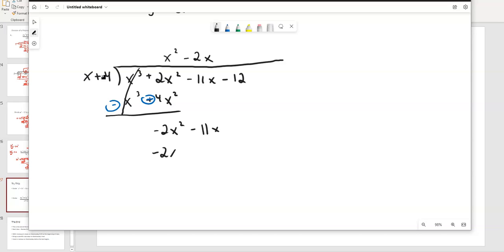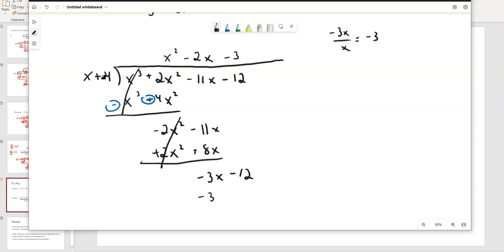So I get a negative 2x squared minus 8x. Change signs, change signs. Positive 8, negative 11 gives me negative 3x minus 12. When I do negative 3x over x, I get negative 3. So negative 3x minus 12, and I can see I'm subtracting something from itself, so I just get 0. So I end up with x squared minus 2x minus 3 as my answer with no remainder.